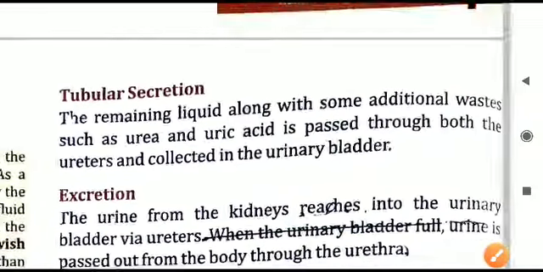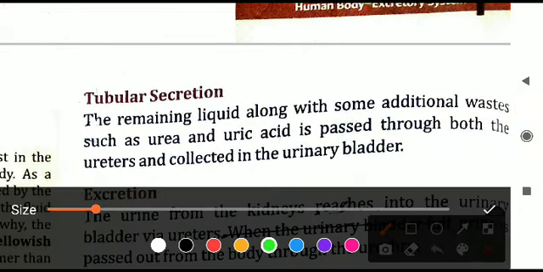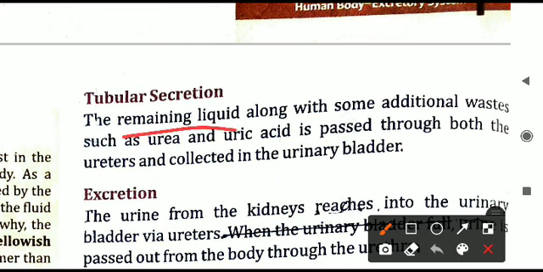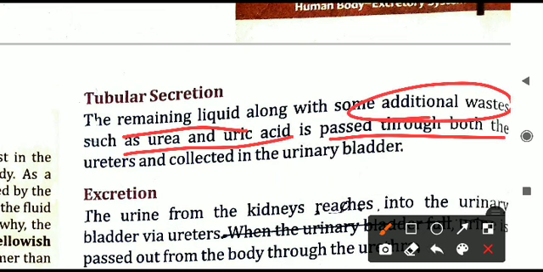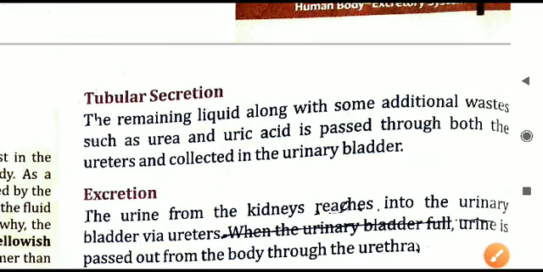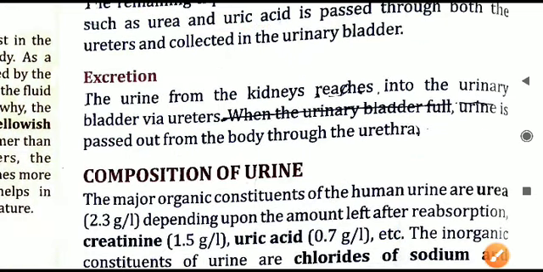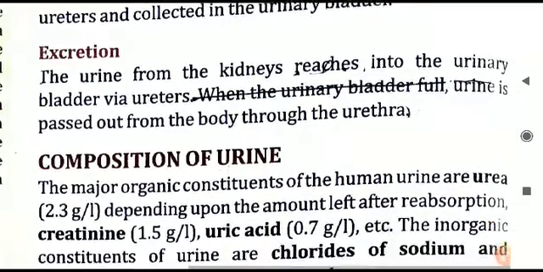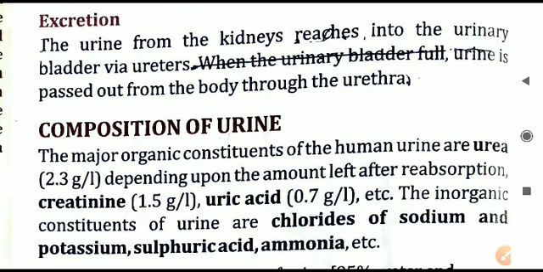Let us read here. The remaining liquid along with some other additional waste such as urea and uric acid is passed through both the ureters and collected into the bladder. So this is just the production of the urine. Tubular secretion means urine is being produced now. It has been produced in the kidneys, and now it is being sent to the bladder, where it will be collected and stored until the person urinates.